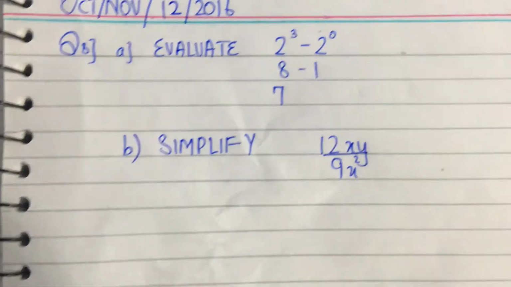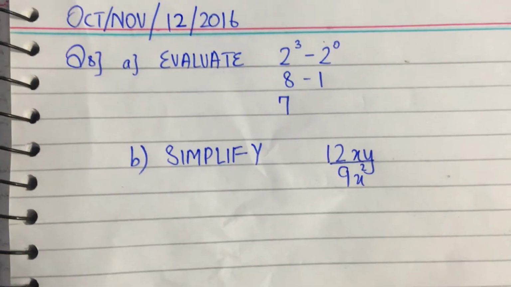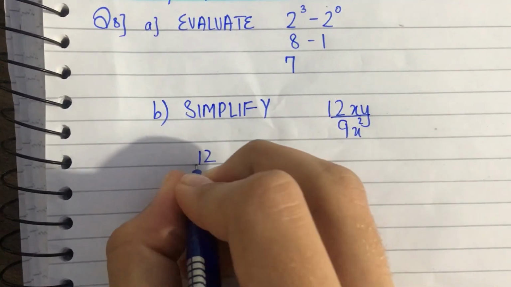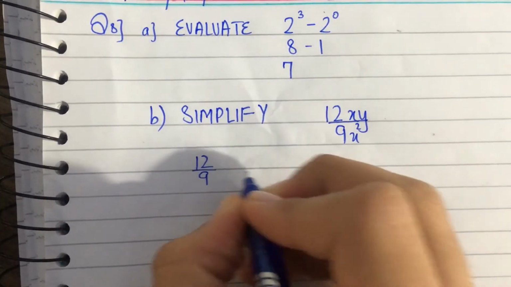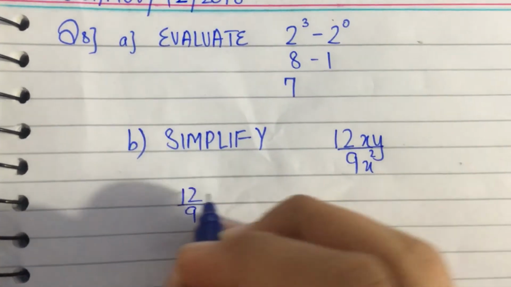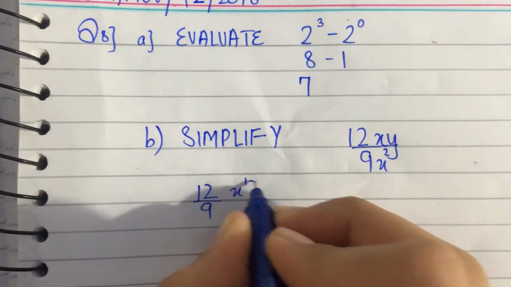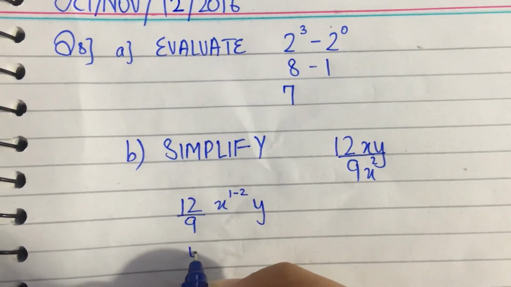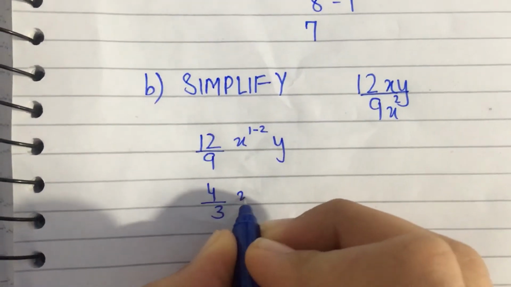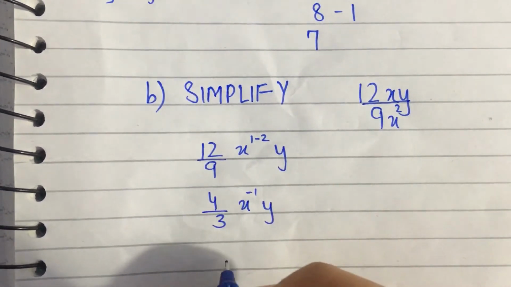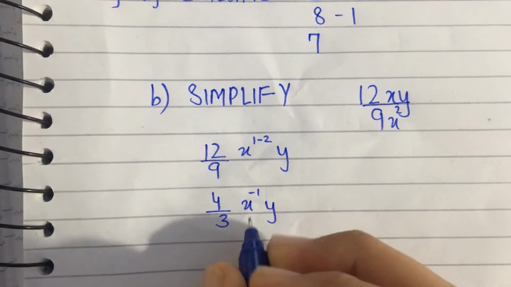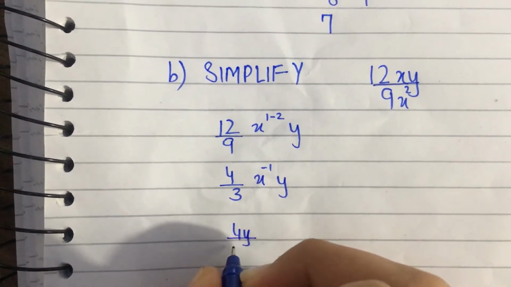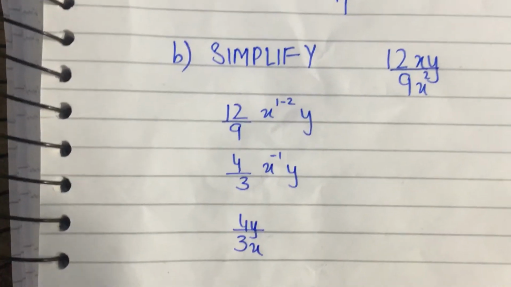Part B says simplify 12xy over 9x squared. I'm going to separate the numbers and the variables, so 12 over 9, and then x, I'm going to use the division rule here, x power 1 minus 2, and then y will remain as it is. So 12 over 9 is 4 over 3, x power minus 1, y. X will go into the denominator because its power is minus 1, 4y over 3x, and that's our answer.